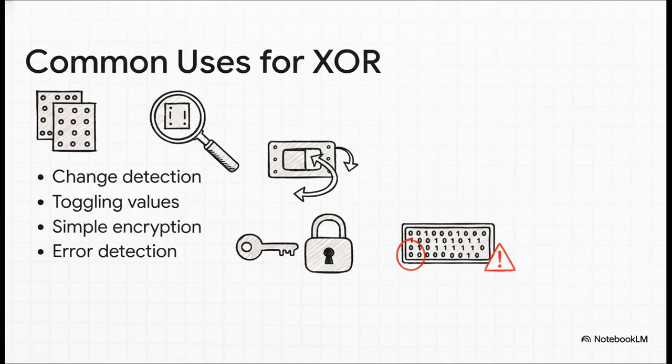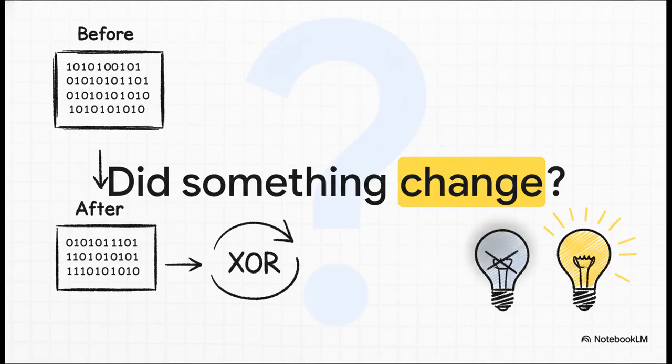It's the magic behind toggling a switch in software. You know, like flipping a setting on and then off again. It's used in simple encryption to scramble data, and it's absolutely critical for detecting errors in data that's flying across a network. So whenever you see XOR out there in code, I want your brain to immediately translate it to this one simple question. Did something change? If the answer is yes, XOR is how the machine knows it.